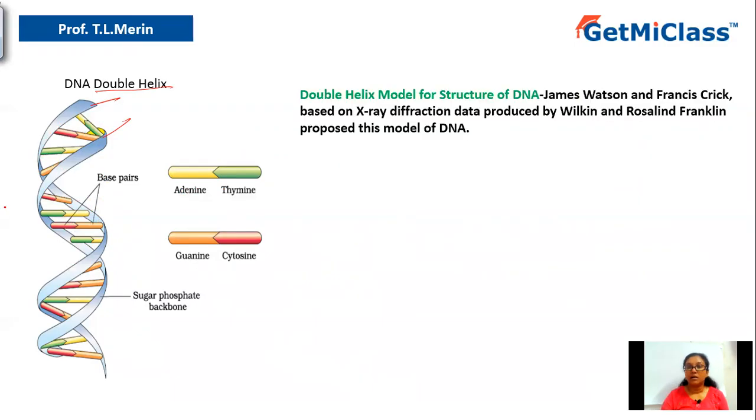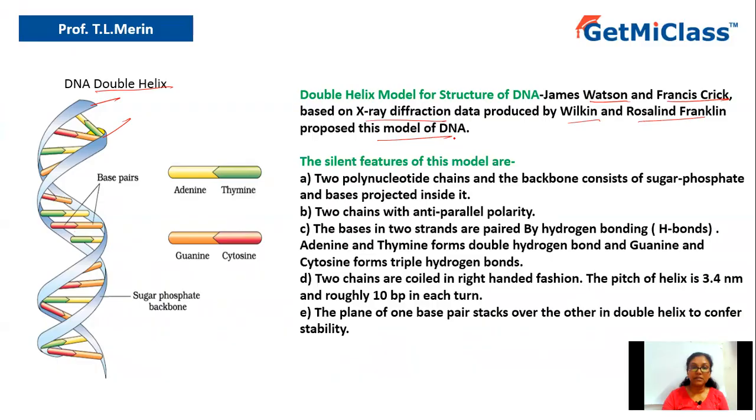Okay. Now, the structure of double helical DNA was actually proposed by James Watson and Francis Crick, and they did X-ray diffraction studies. Okay, and again, further data was produced by Wilkins and Rosalind Franklin, who proposed this model of the DNA. Okay. Then, what are the salient features? You already know there are two polynucleotide chains. Okay, this is one chain and this is second chain, and they are arranged anti-parallel. So if this is 3' to 5', and this is 5' to 3'. That's why they call it as anti-parallel.